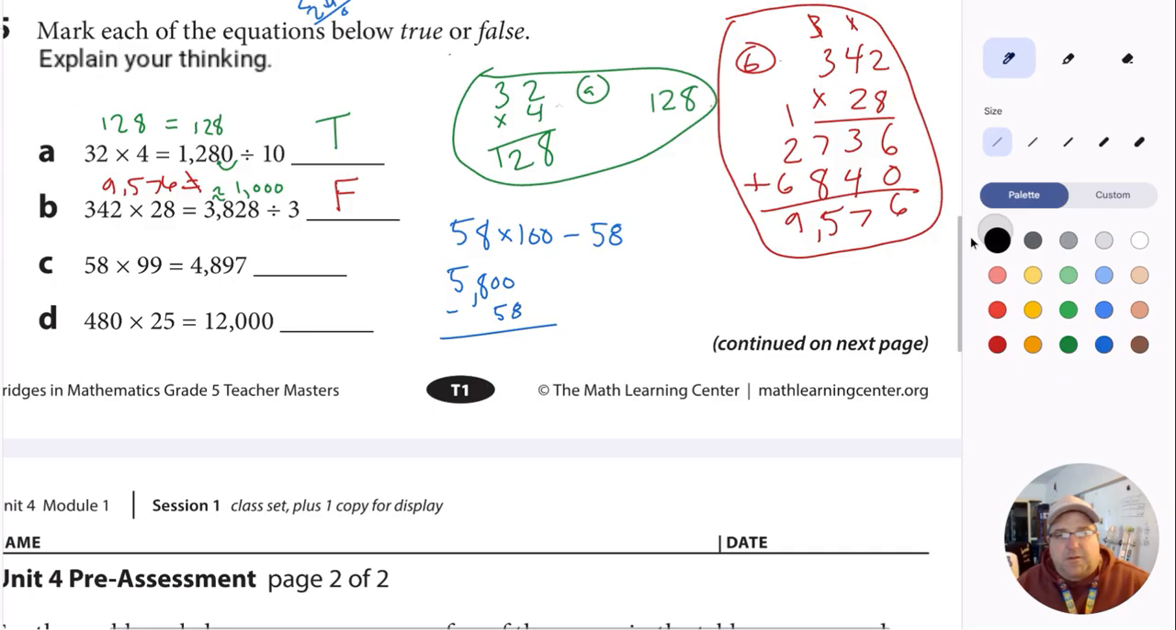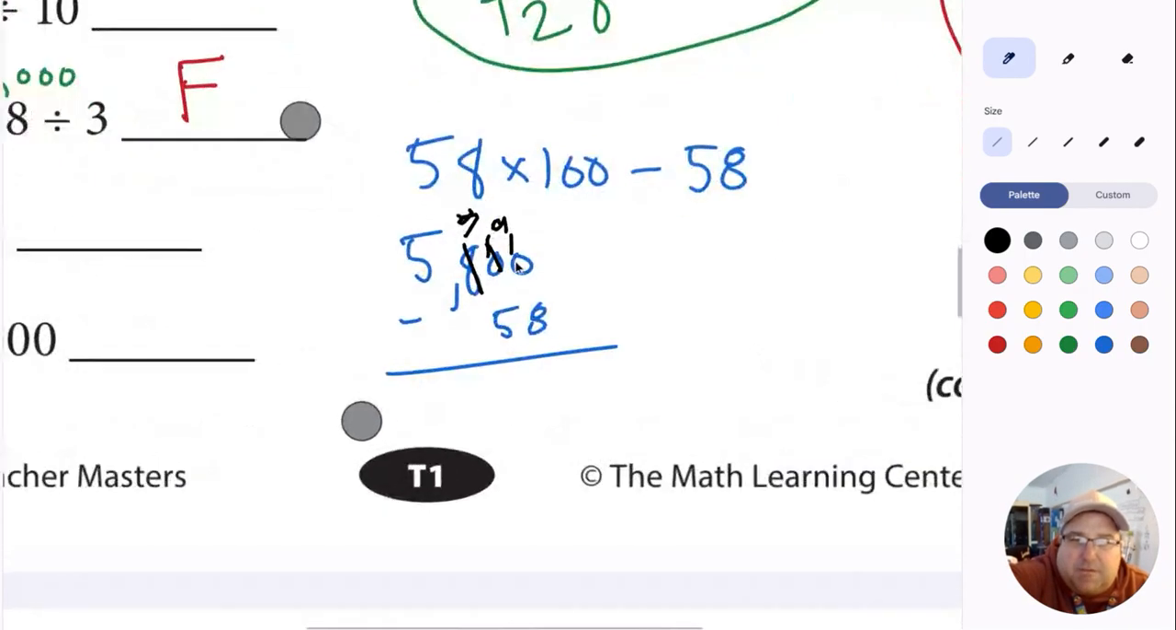Okay, do a little regrouping here. Got 7 left, 9, 10. I can zoom in a little bit here.